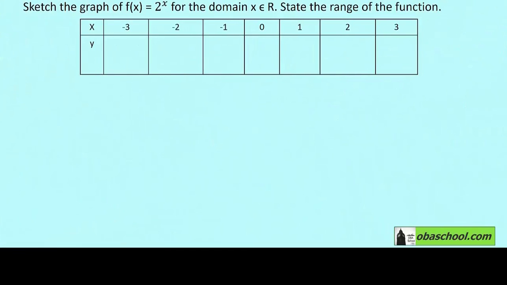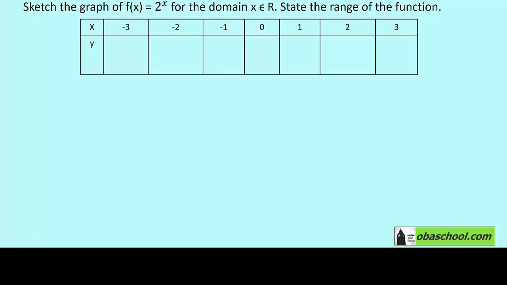In the previous tutorial, we talked about the exponential function, and we learned that it's written in the form of y equal a to the power x, which means that a constant number is raised to a power. However, in this tutorial, we are going to learn how to sketch the graph of the exponential function.